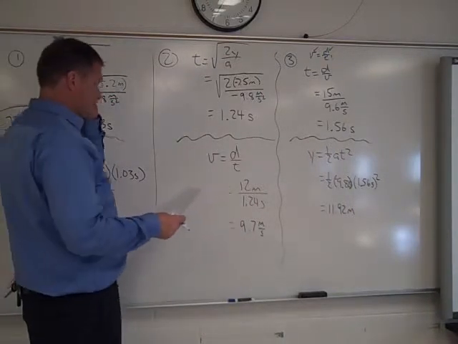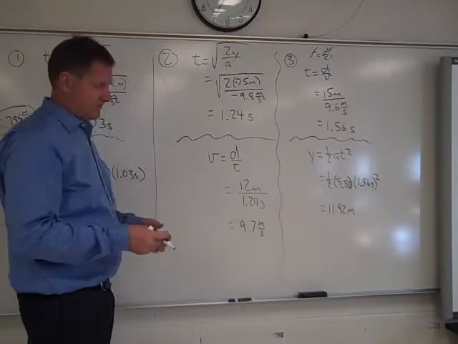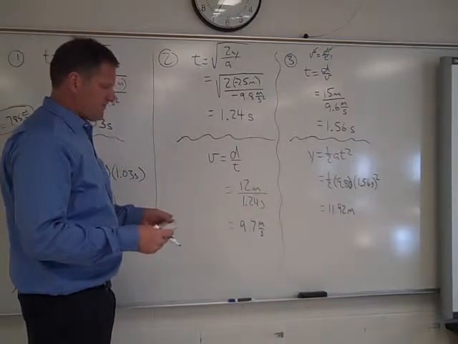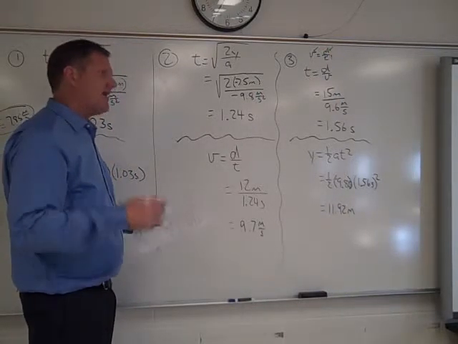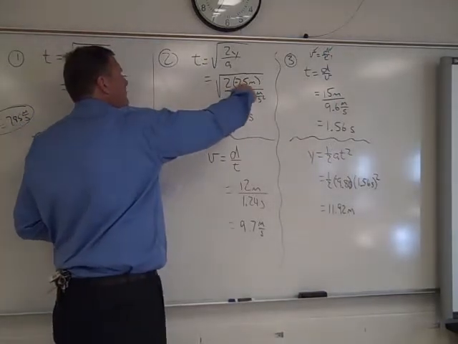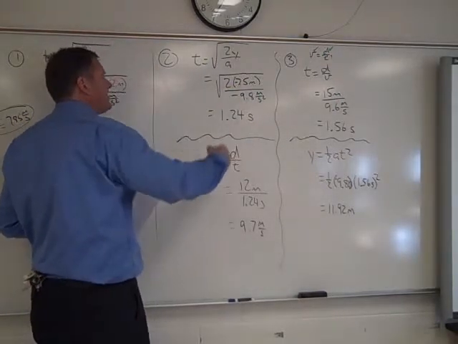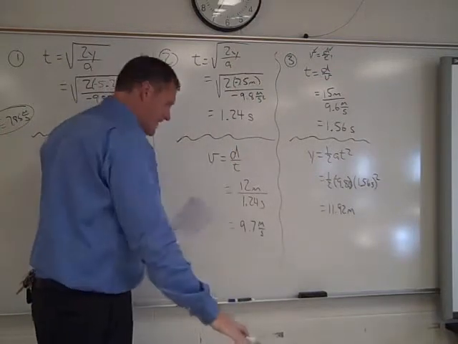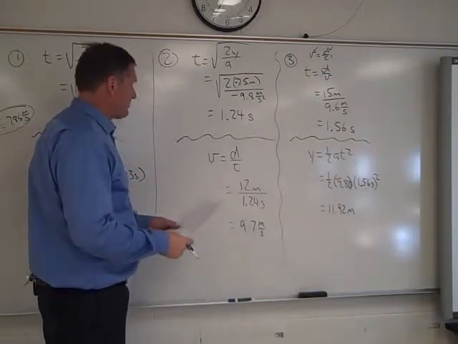Let's look at question number 2. Question number 2 is just a little bit different. It says there is a 7.5 meter tall embankment. Okay, you know how high up you are. So if you know how high up you are and you know what gravity is, you can determine how long it will take you to fall that 7.5 meters.